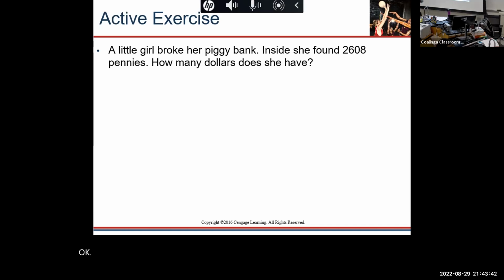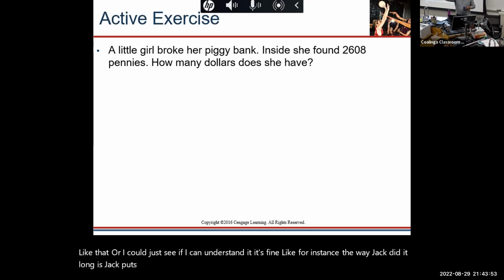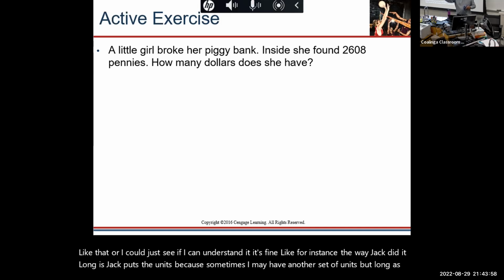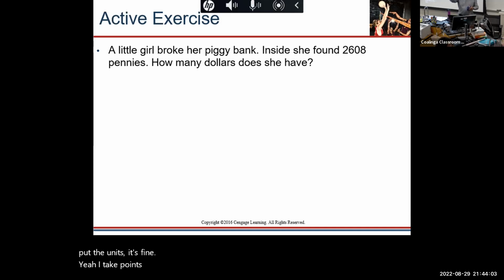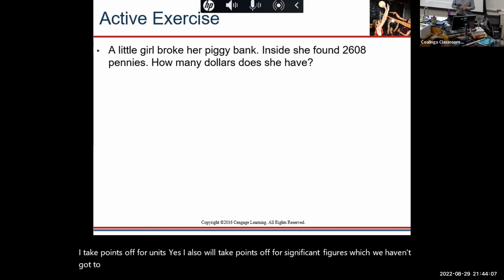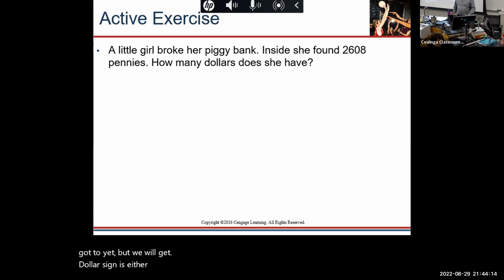Okay, questions? Yes, so on the test, do we have to show it like that or in the simple way? If I can understand it, it's fine. For instance, the way Jack did it, as long as Jack puts the units, because sometimes I may have another set of units. If we forget the units, it's bad. Yeah, I take points off for units. I also will take points off for significant figures, which we haven't got to yet. So for this one, the dollar sign is the unit. Oh, okay.